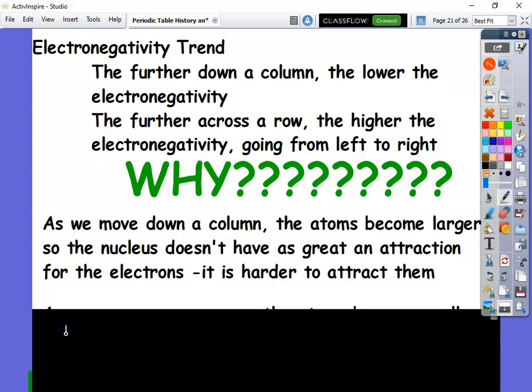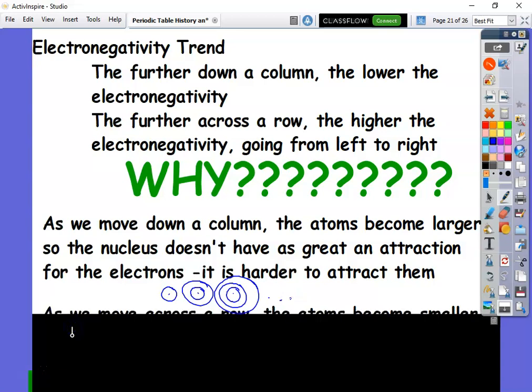The why is very similar reasoning to ionization energy. As we go down a column, the atoms become larger, so the nucleus doesn't have as great an attraction for the electrons. Therefore, it's going to be more difficult for the nucleus to attract those new electrons. So, same diagram I've been drawing: if we have elements in row 1, row 2, and row 3 of the periodic table, as we go down we get a new energy level of electrons. So there's more electron shielding between the nucleus and the outer electrons, and therefore the nucleus can't attract these electrons as easily. Attracting new electrons is definitely harder for these bigger atoms.